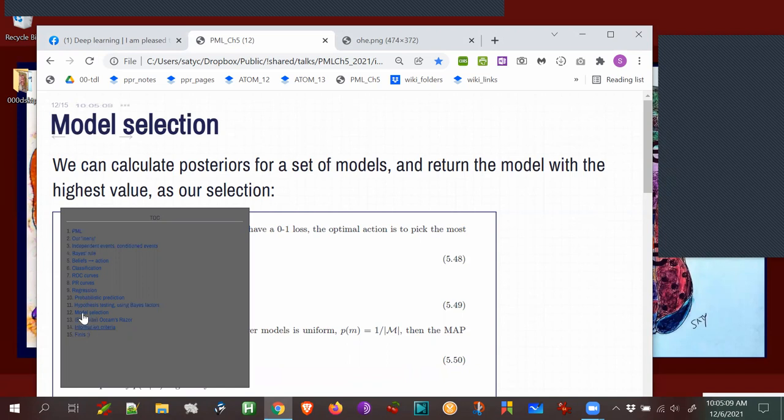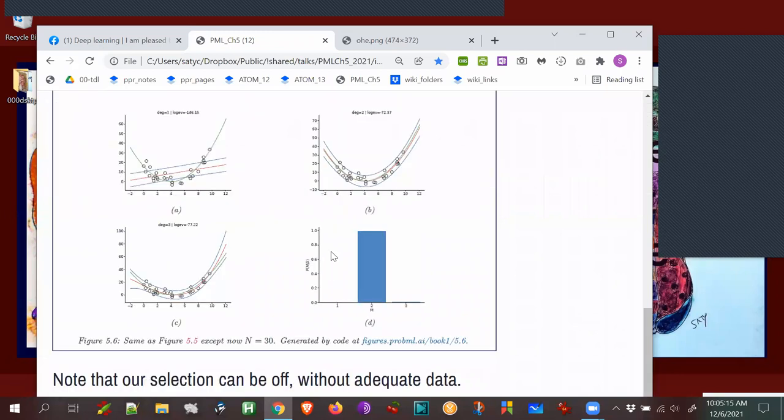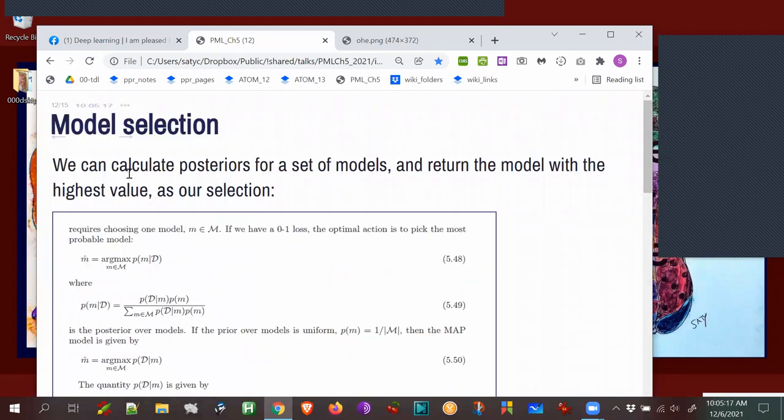But then in here, you're actually doing entire models versus each other, okay? All right, that's called model selection, that process. For that, this is what we do. You calculate posteriors for a whole set of models.